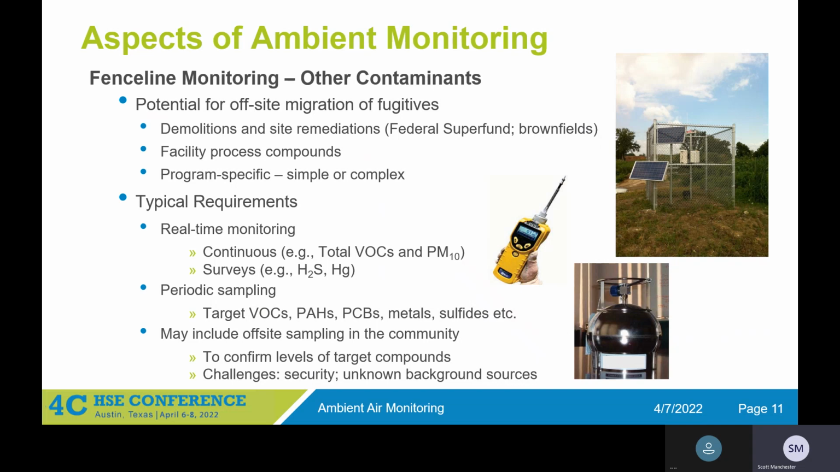But typically, you're going to look at real-time monitoring as well as potentially periodic sampling as part of the programs. Continuous monitoring, often VOCs and PM10, can be done for those parameters, or real-time surveys of some specific parameters. We've done H2S sampling and mercury sampling using handheld monitors in a survey fashion around the perimeter. Periodic sampling can be done for a whole host of compounds, depending again on what the program specifically needs and the potential contaminants.